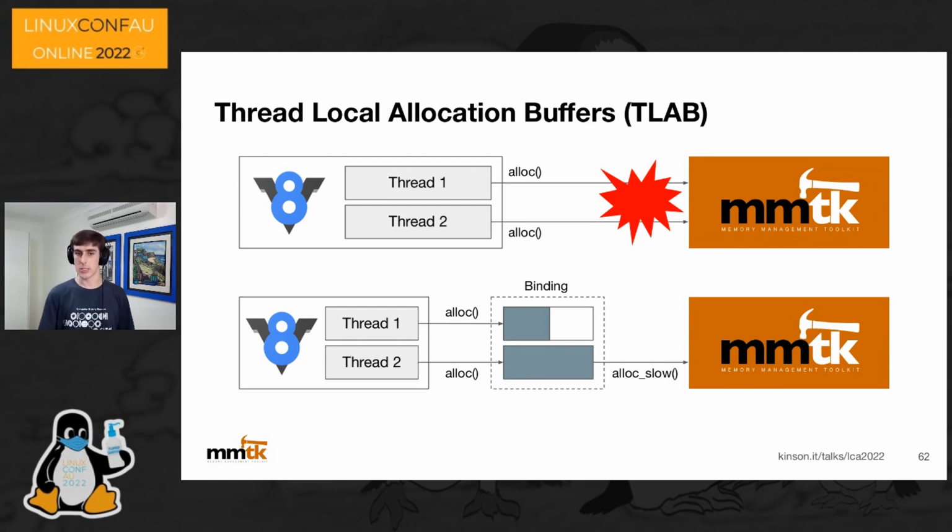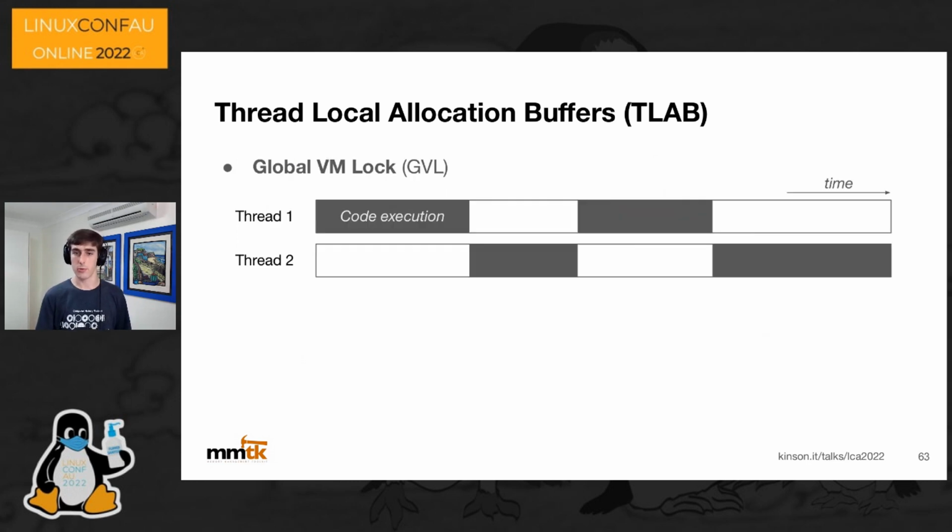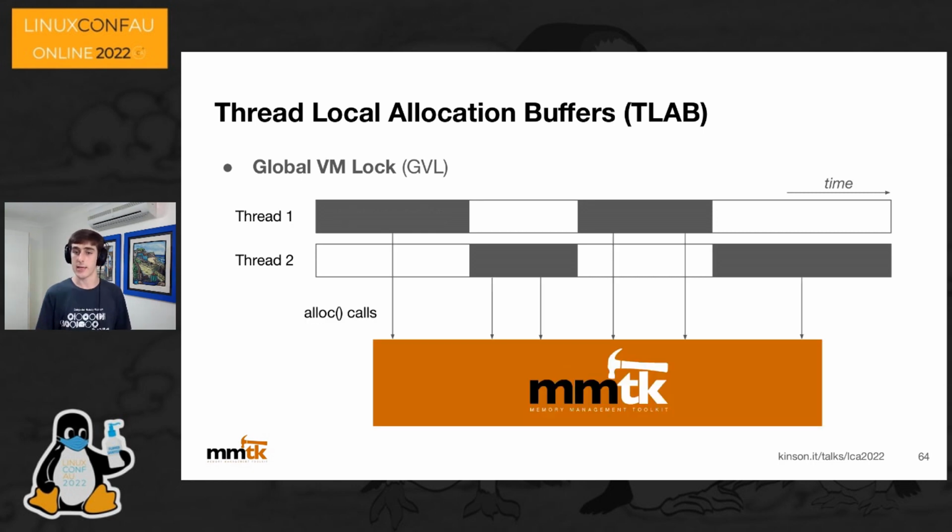However, we decided this wasn't a concern in Ruby because Ruby has what's known as a global VM lock. If you've used Python, you've probably heard of the GIL, the Global Interpreter Lock, and Ruby's GVL is similar to this. It means that only one thread can execute at any given time. Because of this, the allocation calls should never collide, and hence there'll be no contention. So we chose not to implement this. We may investigate it further down the line.